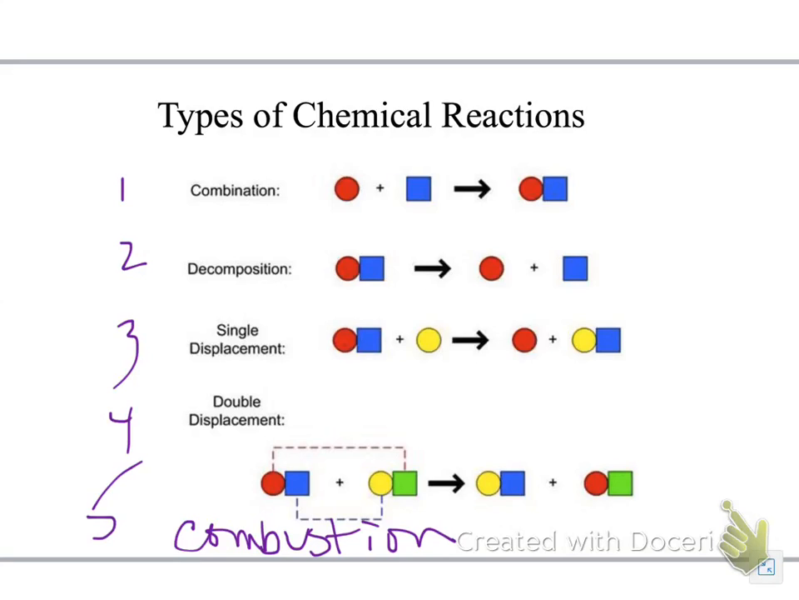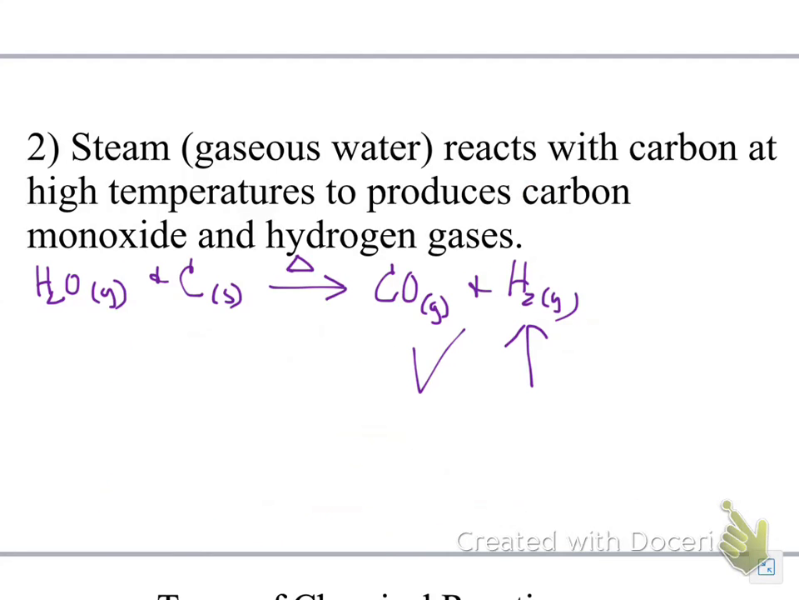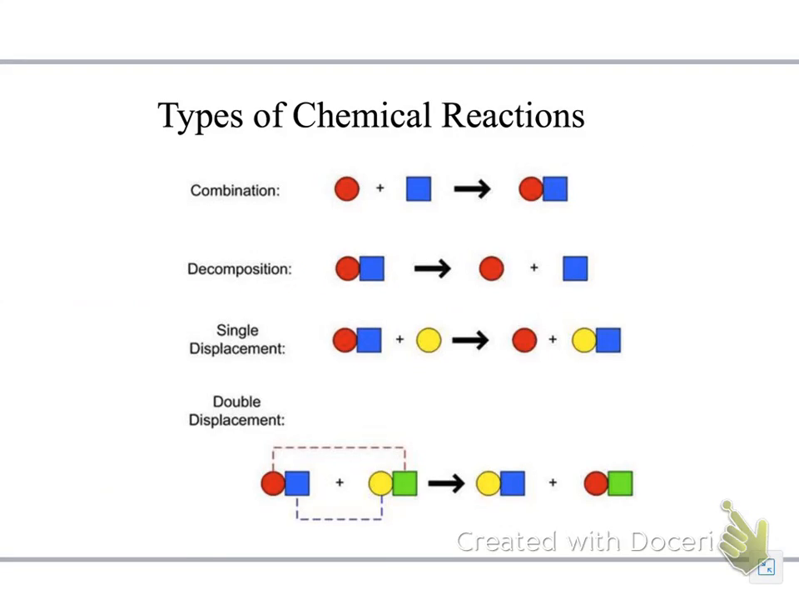Okay, in this podcast, we're going to take a look at types of chemical reactions. We're going to look at how we can classify them. Okay, so here is just a little diagram that shows the 4 of the basic types of chemical reactions.